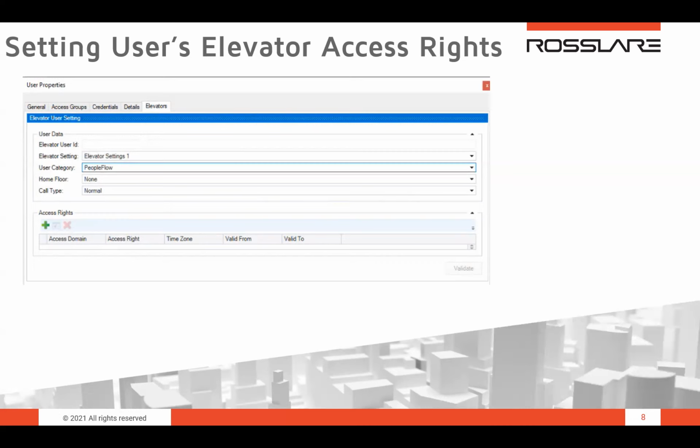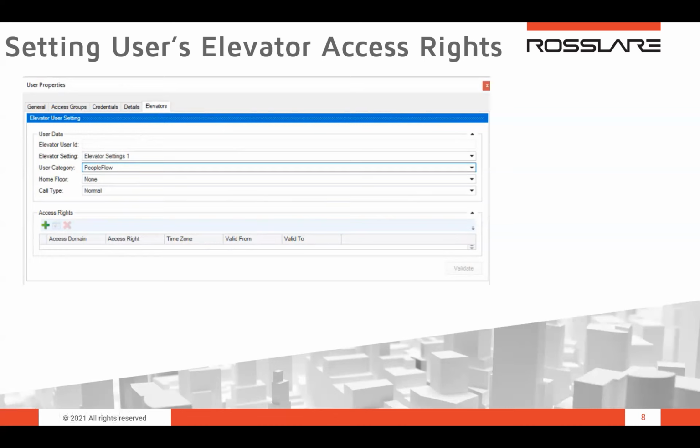And the next time we open this user in the AxTraxPro and click the elevators tab here, in his user properties screen, we will see the elevator user ID that was issued for him by the KONE server. We'll see it here. So we will not touch this field now, and we will move to the next field, the elevator setting field.